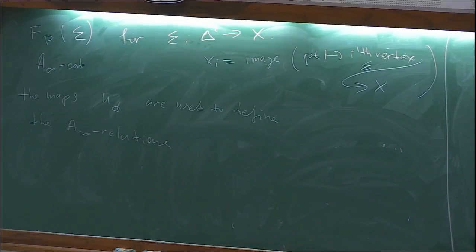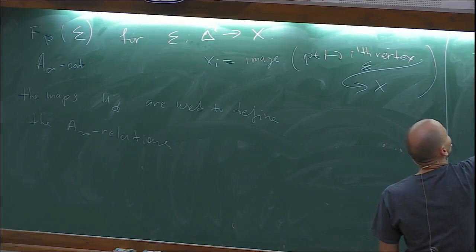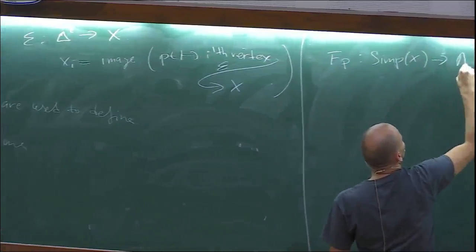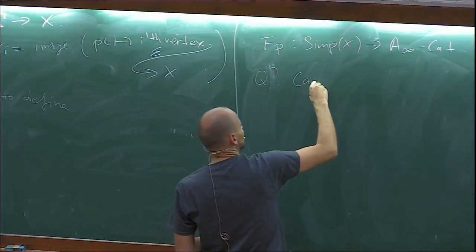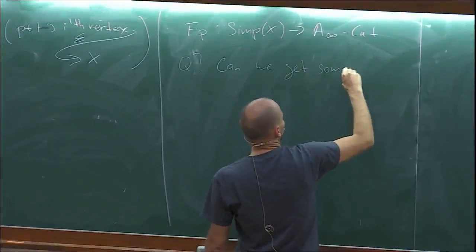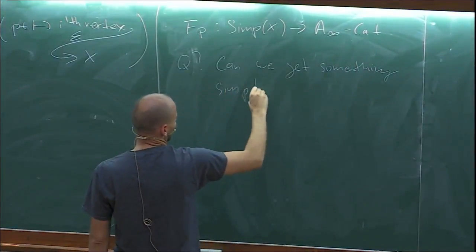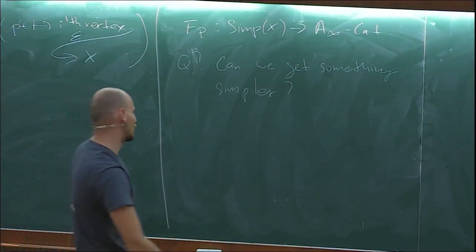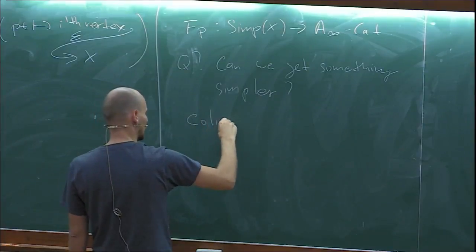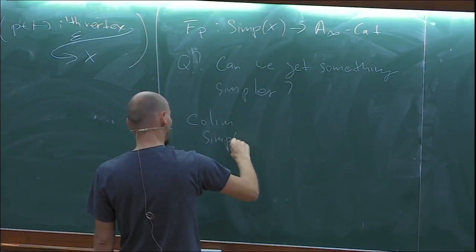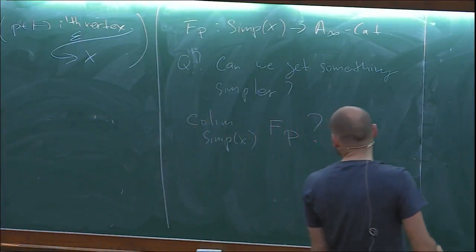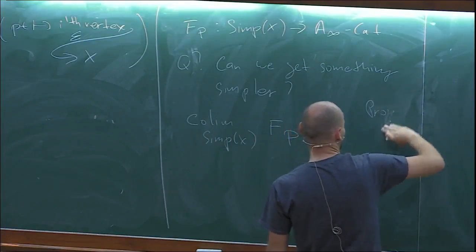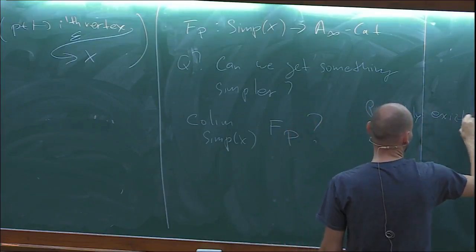Okay, so we have an arguably very, very complicated object. We have a functor, so an obvious question is, can we get something simpler out of this? The first guess would be to take the colimit over simplices of F_P. This colimit probably exists as an infinity category.